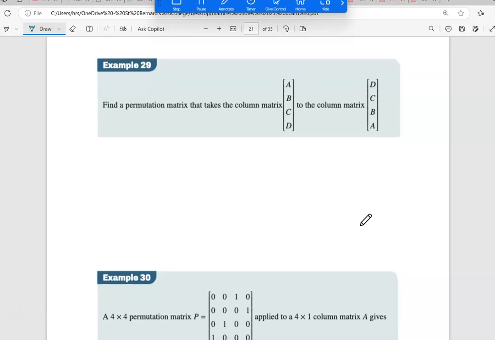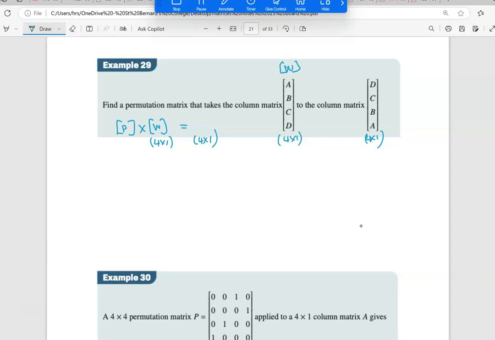It's asking me to find a permutation matrix that takes this column matrix from this to that. So we've got a 4 by 1 and we want to get a 4 by 1 answer. We're going to do a multiplication by another matrix, I'll just call this the word matrix. If this is a 4 by 1 and we want the answer to be a 4 by 1, what does that permutation matrix need to be?